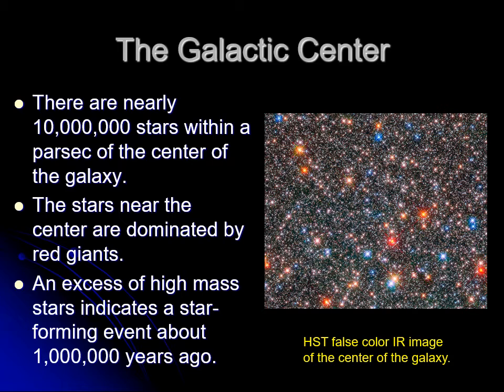The excess of high mass stars in here indicates that all these stars that are dying at the present time indicate that something happened about 1 million years ago, that some active event compressed a bunch of gas and made a whole bunch of stars form all at once. And so now a bunch of them are dying all at once.